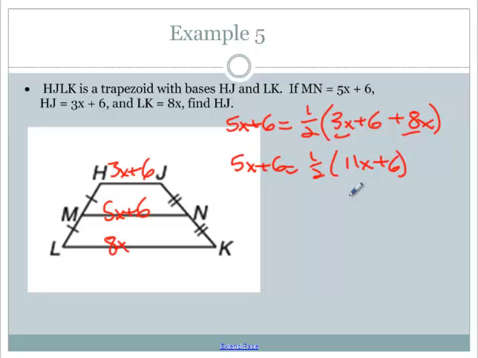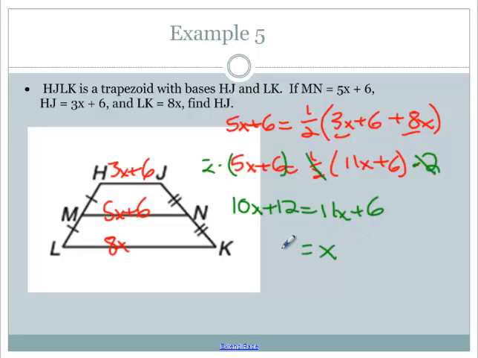And instead of distributing in the 1/2, I'm going to multiply both sides by 2. Multiplying both sides by 2 gets rid of that fraction. So on the left-hand side, I got 10x plus 12 equals, this goes away, equals 11x plus 6. I'm going to subtract 10x. I'm going to subtract 6. I get x is 6. That wasn't my final question. It's saying find HJ. So I'm going to plug 6 in for x. 3 times 6 plus 6 is going to equal 24.